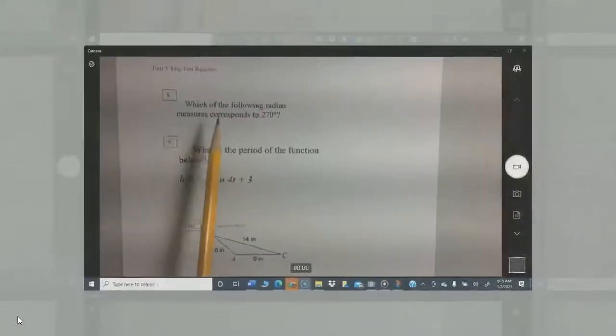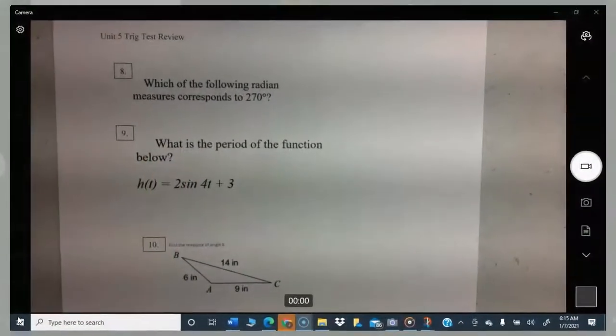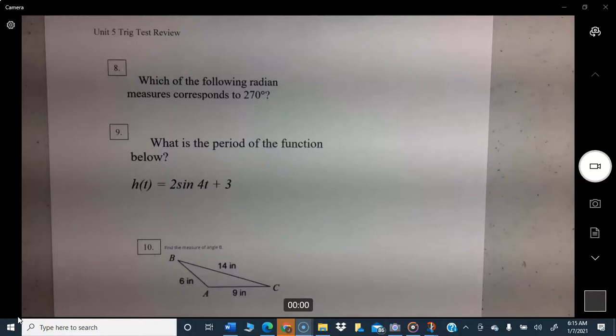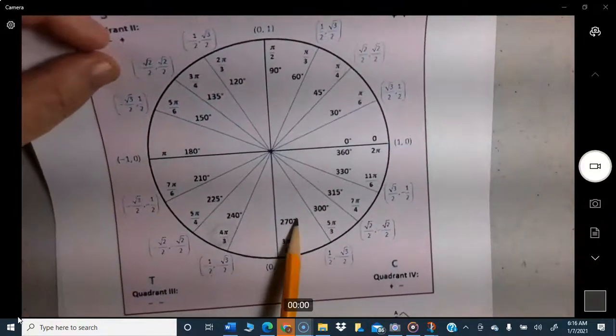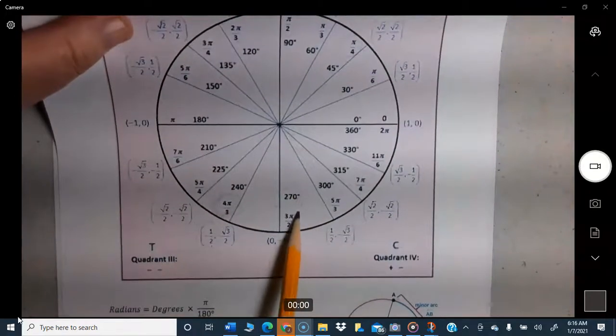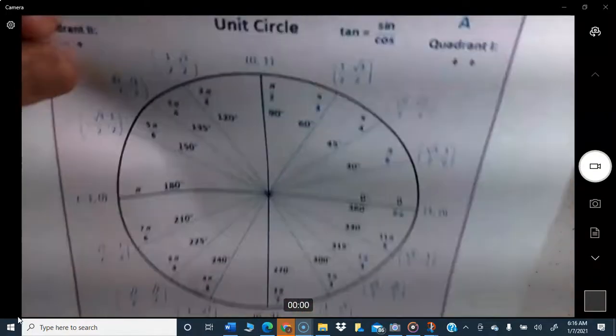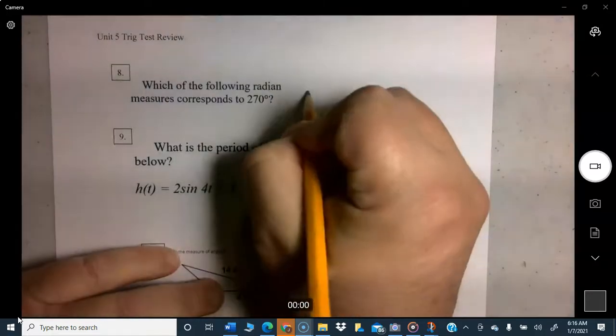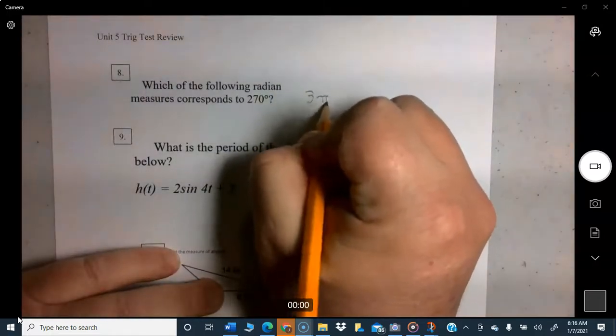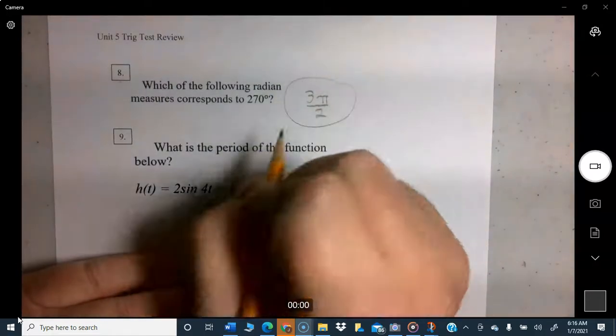Okay. Number 8, which of the following radian measures corresponds to 270? Based on the way that question's worded, it's a multiple choice question, but I'm not presenting it as a multiple choice question on this test. So all you have to do is go find 270. There it is right there. And there's the radian measure, 3 pi over 2. That's it. That's your answer.